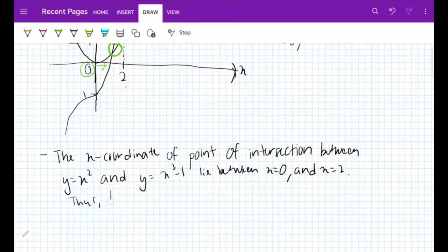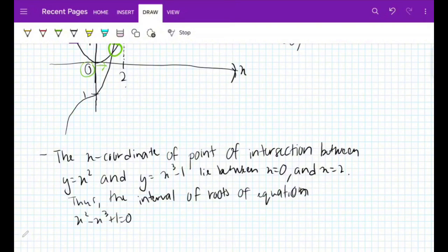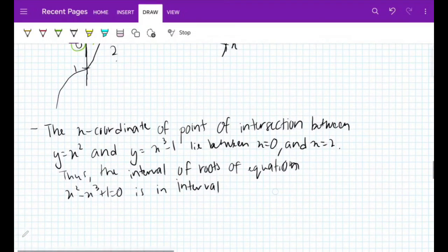Thus the interval of roots of the equation, now we state the main function, which is f(x), is in the interval of 1, 2. Okay guys, so that's it.